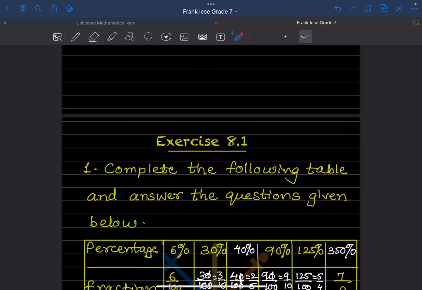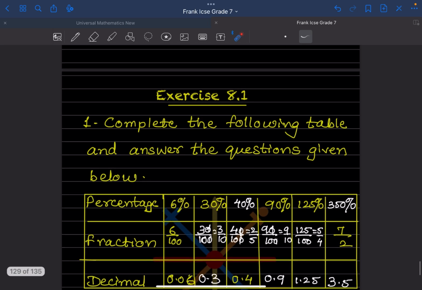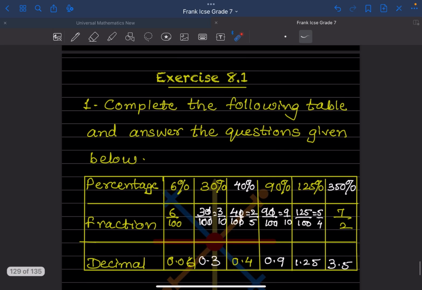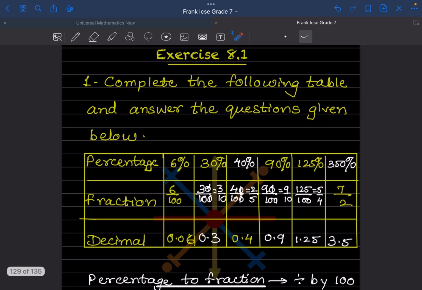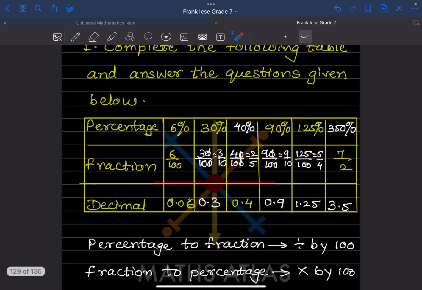So now we'll go directly to the exercise, and wherever explanation is needed, I'll give it. We'll go directly to exercise 8.1. They said complete the following table and answer the questions given below. Just completing the table is not going to make sense, so see how it is done. The part written in yellow color is already there in the table. In this, numbers are being given, and the white one has to be solved.